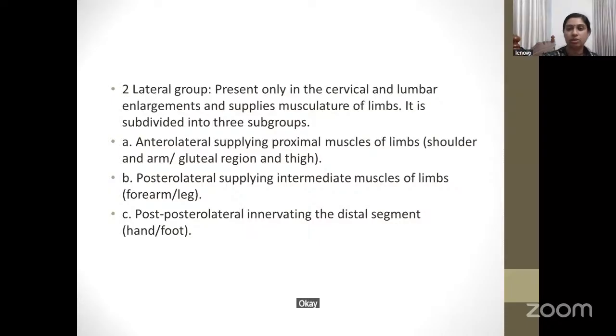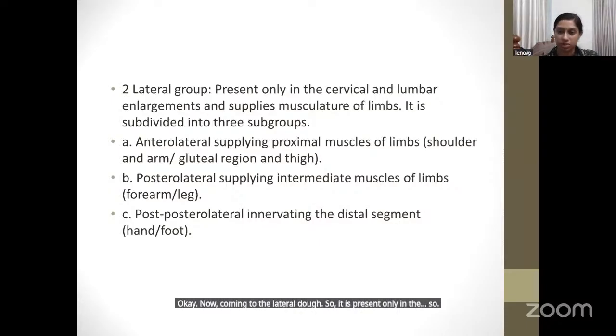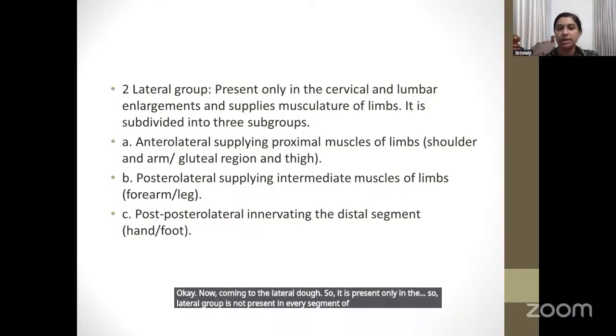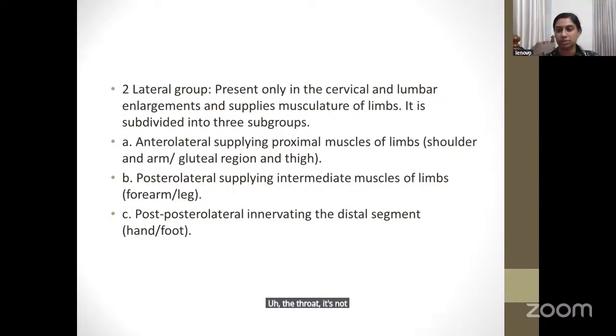Now coming to the lateral group. The lateral group is not present in every segment of the spinal cord. It is present only in the cervical and lumbar enlargements, and it supplies the musculature of the limbs. That's why it is not present throughout the length of the spinal cord.